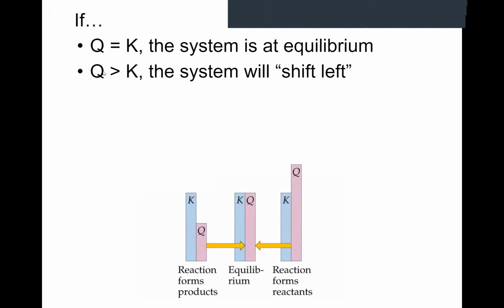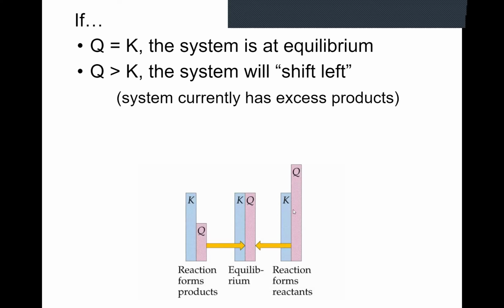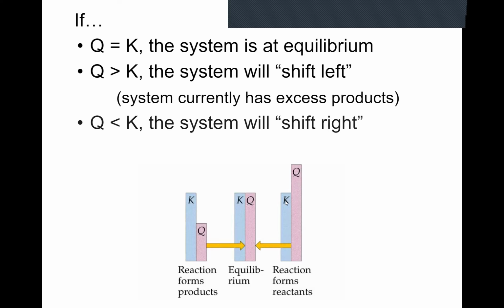Another possibility is if Q is greater than K. In that case, to reach equilibrium, we need to shift left. Take a look at the pink bar. Right now, it's more than K. The K bar only goes up this high. So to reach equilibrium, we need to shrink the value of Q until it equals the value of K. That's when we know we're at equilibrium. If Q is greater than K, the system currently has excess products, and those product molecules need to react away before you reach equilibrium.